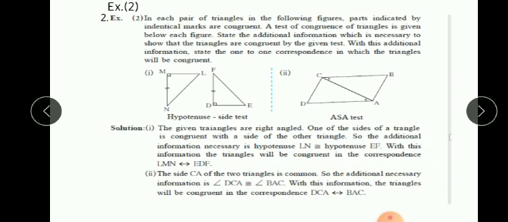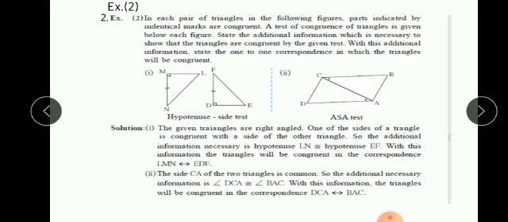So the additional necessary information is angle DCA is congruent to angle BAC. This information they have not given. DCA and BAC must be congruent. So this is the additional information, that angle DCA is congruent to angle BAC. With this information, the triangles will be congruent in which correspondence? DCA corresponds to BAC.